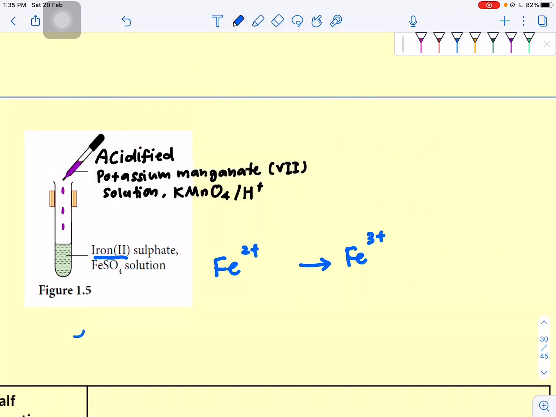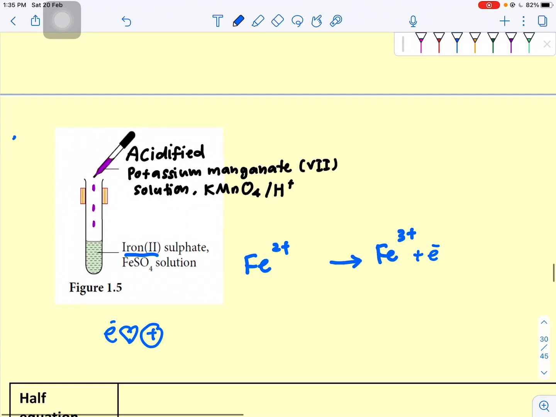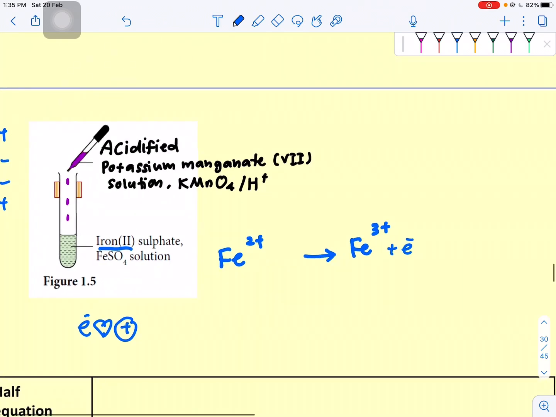Where to put the electron? Electron sukakan benda yang positif. So, electron akan berada on the right side. Sebanyak 1 electron. What happened? Oxidation or reduction? Positif 2 kepada positif 3, oxidation number increase from positif 2 to positif 3. So, based on the principle of OHAN, okay, gain, loss, increase. So, bila naik, so ini adalah berlakunya oxidation.